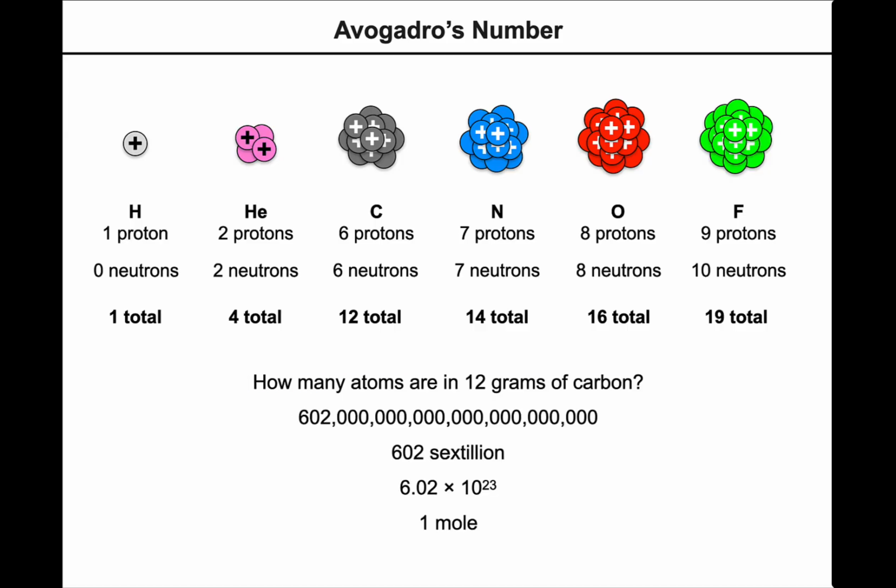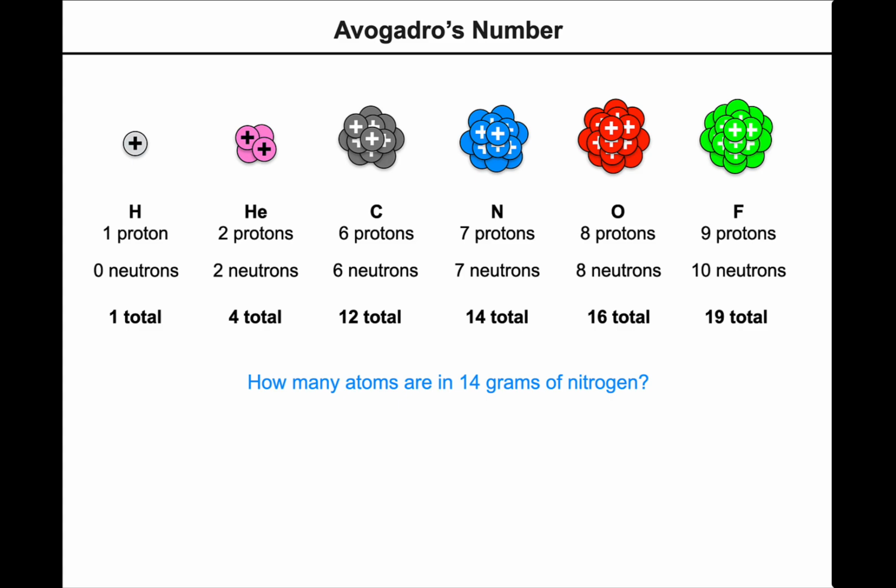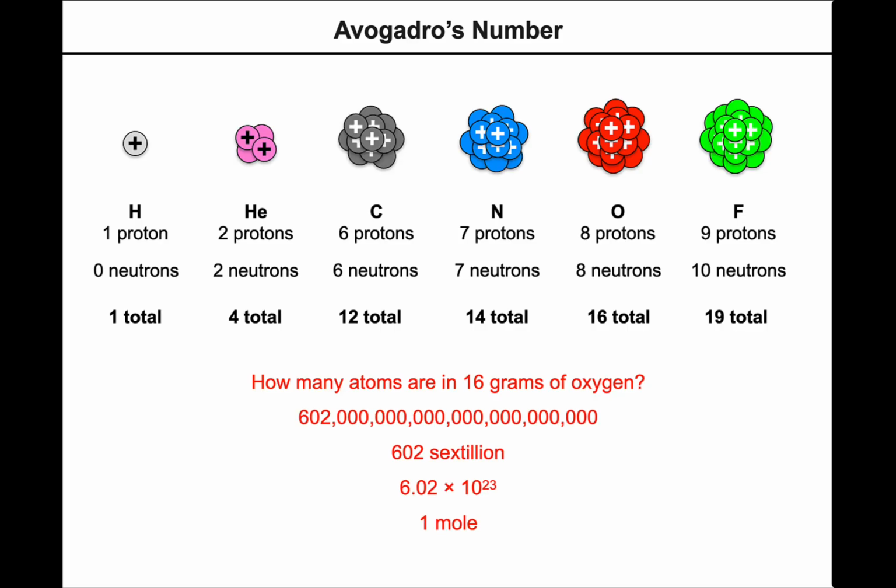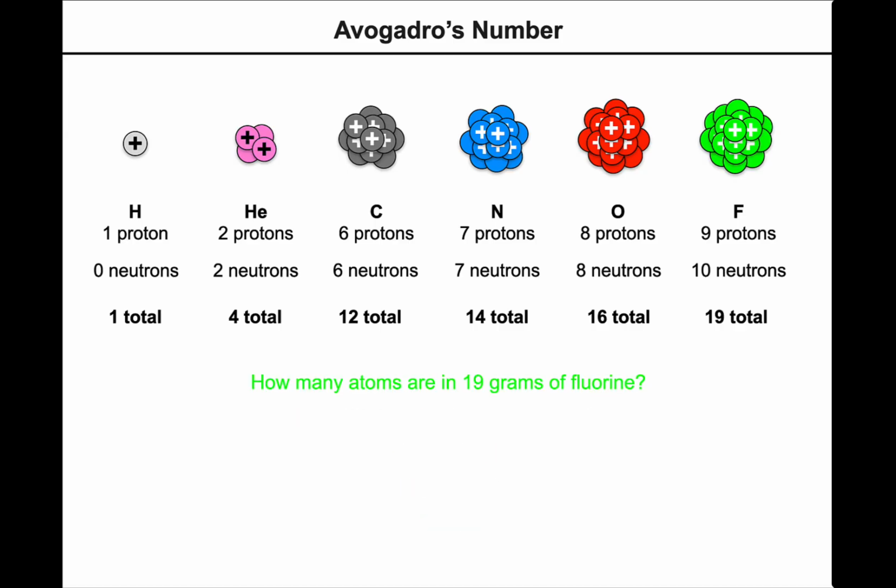What about 14 grams of nitrogen? How many atoms of nitrogen is that? Well, that's also a mole. What about 16 grams of oxygen? Well, 16 grams of oxygen is 16 times more than the 1 gram of the mole of hydrogen, right? So this is also a mole of oxygen. It's 602 sextillion atoms of oxygen. And then finally, what if I weighed out 19 grams of fluorine? How many atoms of fluorine is that? Well, that's 602 sextillion, Avogadro's number, 1 mole of fluorine.